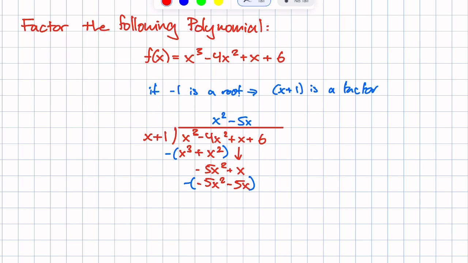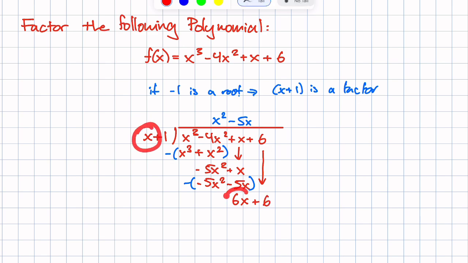Be careful with the signs here. X minus negative 5x, double negative there, so that's going to be plus 5x. That's going to leave us with 6x in total. And then we're going to bring down the next value. Okay. And one more round.